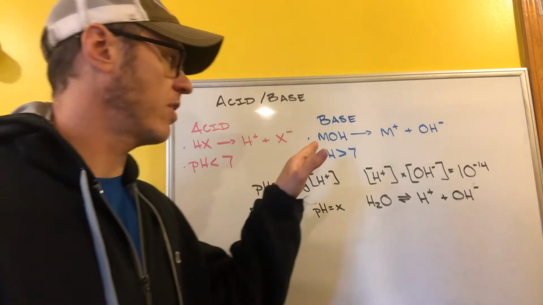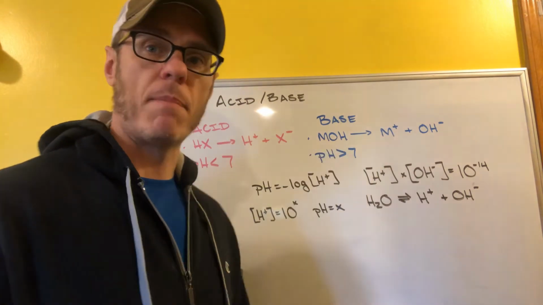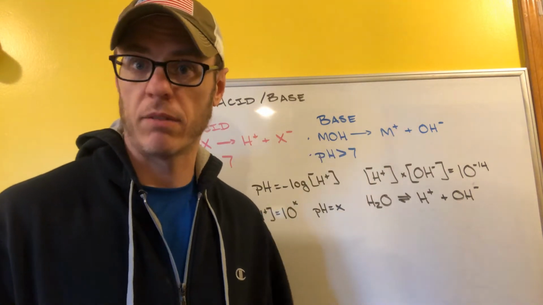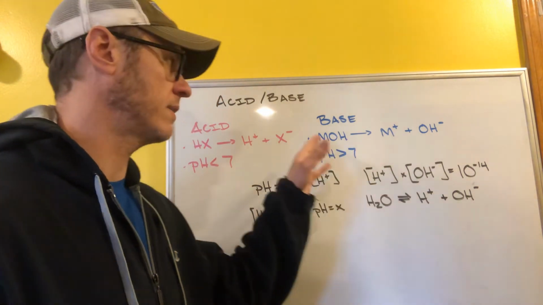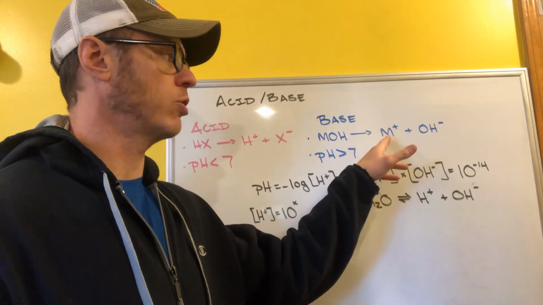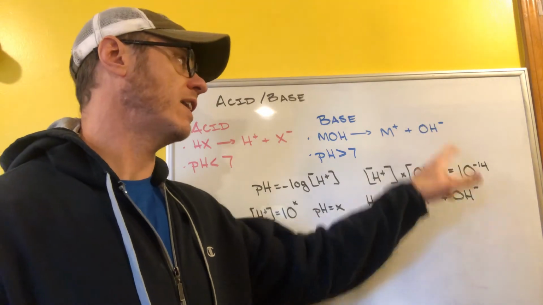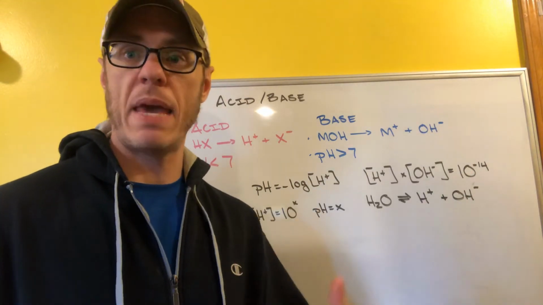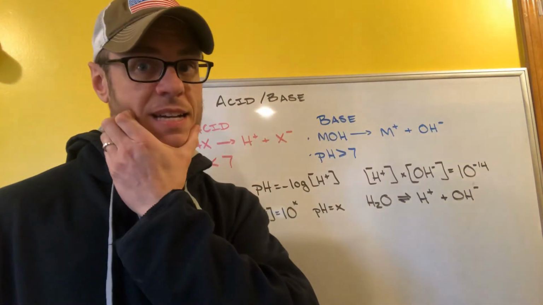Now, bases, on the other hand, I wrote M here. M is a metal. It could be any metal, doesn't matter. But you've got to remember where metals are on the periodic table. They're metal hydroxides. When these dissolve in water, you get the metal ion in water, and you get the OH minus ion. A base adds OH minus ions to solution.